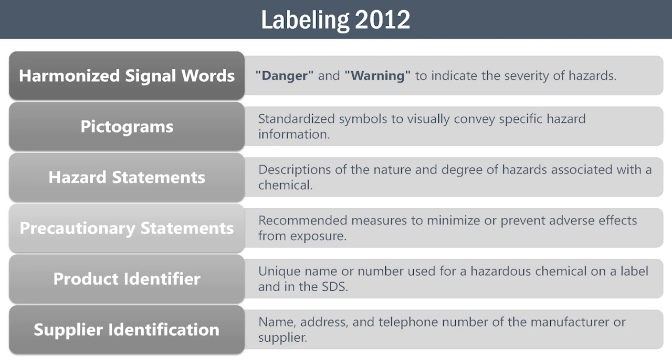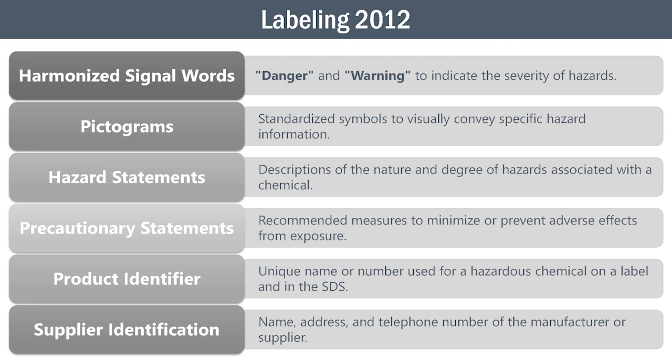It's like when they come out to tell you that there's a tornado warning or a tornado watch. And you have to figure out, okay, one of those is worse than the other one. So they harmonized the words so that now we know that danger and warning indicate the severity of the hazard. Pictograms are standardized. The hazard statements are more standardized. The precautionary statements, that's the recommended measures to minimize the adverse effects from the exposure. The product identifier is a unique name or a number used for a hazardous chemical on a label and in the SDS, and those have to match.